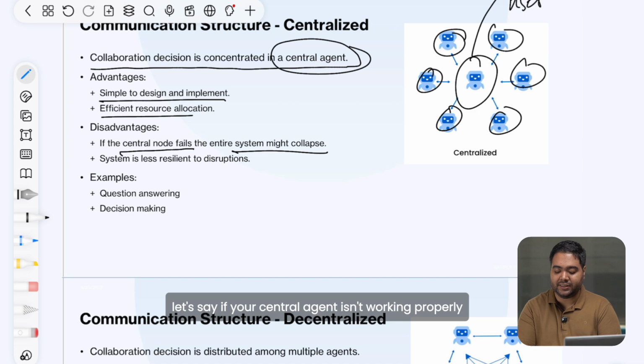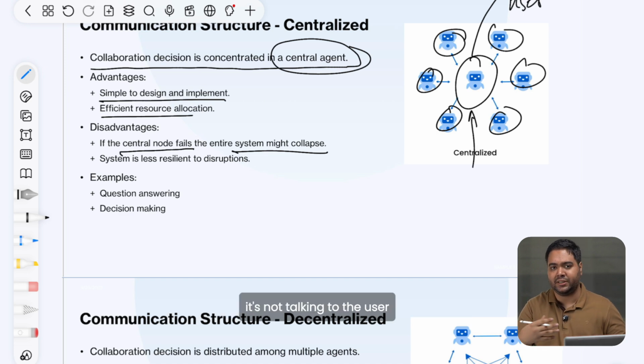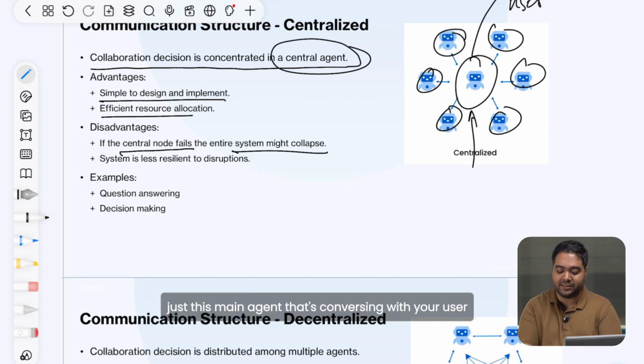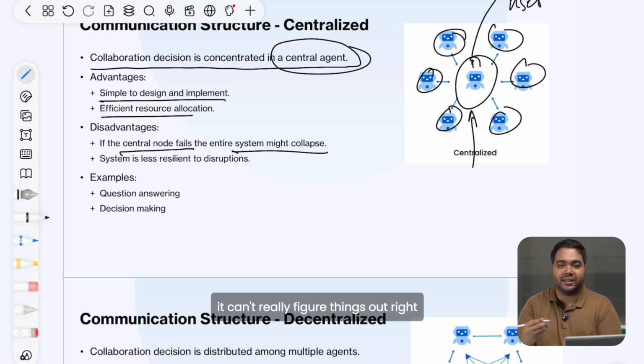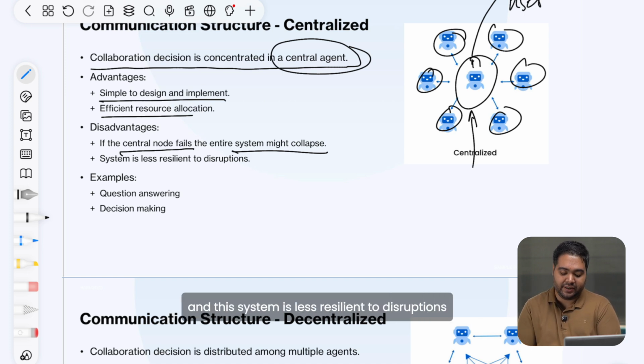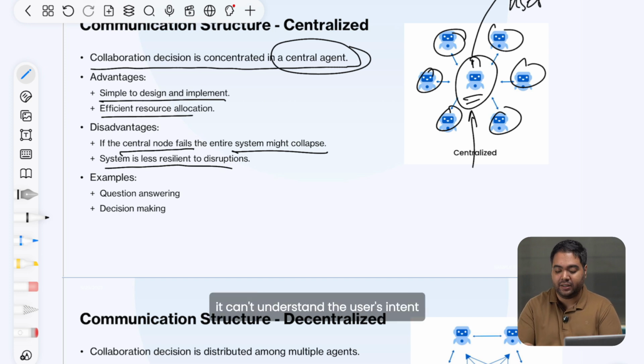So let's say if your central agent isn't working properly, it's not talking to the user, it's not getting their correct intent. In that scenario, all of this structure will fail, because just this main agent that's conversing with your user can really figure things out, right? And this system is less resilient to disruptions. So let's say again, it can't understand the user's intent, or it always sends it to the wrong agent to accomplish the task. In this scenario, it's very error prone, so you need to work around this.